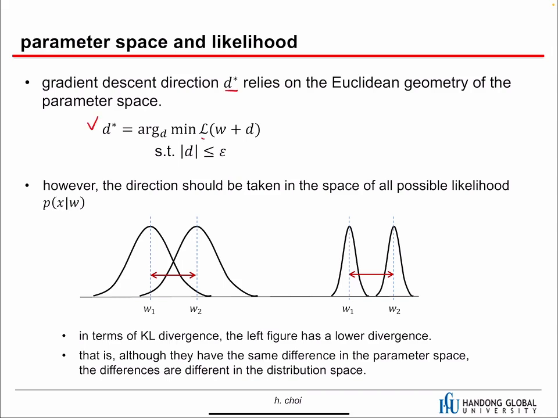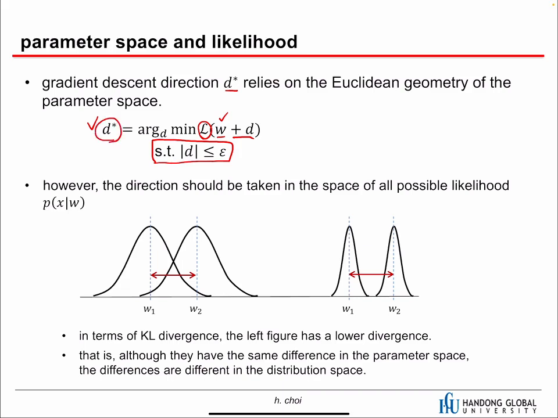So we have an objective function, and this one is the current parameter. We are at this w, and we want to add some direction, which is usually the gradient. And then with this constraint, we want to find the best d.